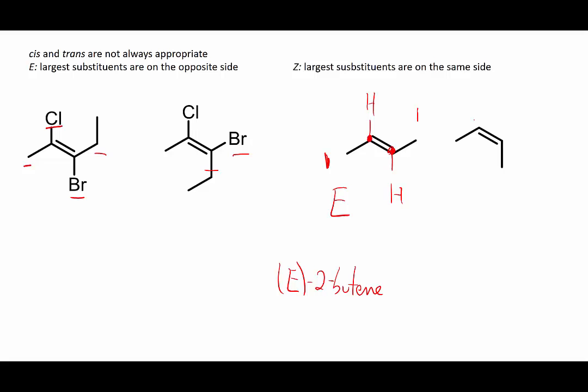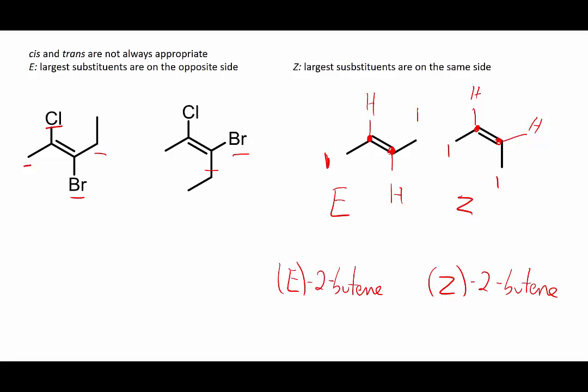In the other example, again, let's draw our hydrogens. Notice they're pointing in the same direction. If we're going to assign the highest priority, we have 1 and 1, which are on the same side, so this will be Z. So this example is Z 2-butene.